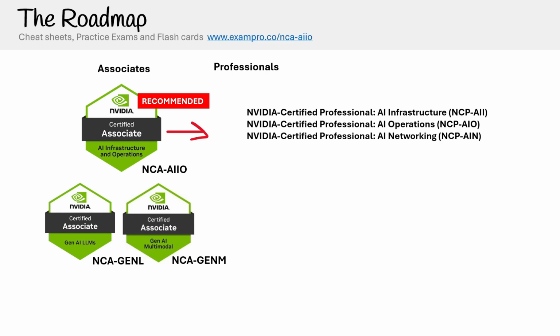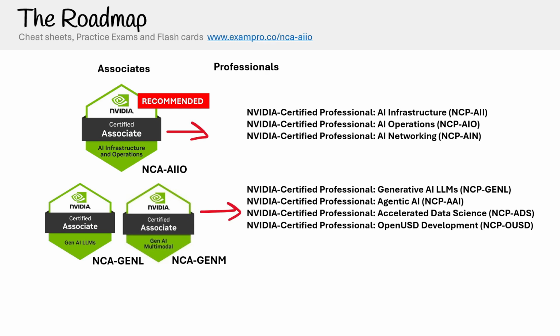The Gen L and Gen M, they're okay, but I mean, it's just generic, well, not generic, but it's just general AI concepts, but with an NVIDIA twist. And I think there's better resources out there like my Gen AI Essentials, which is agnostic, okay? And so there are many different professionals for the developer track, but you're seeing those are very specific things. Like you'll see accelerated data science or open USD development, okay? So, again, I don't really recommend those, but the top track I do.